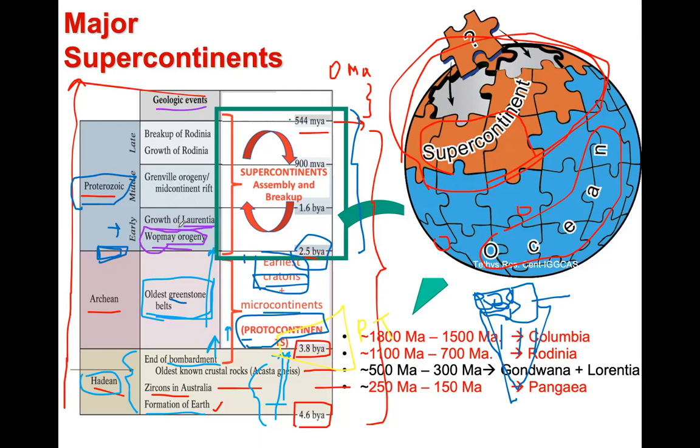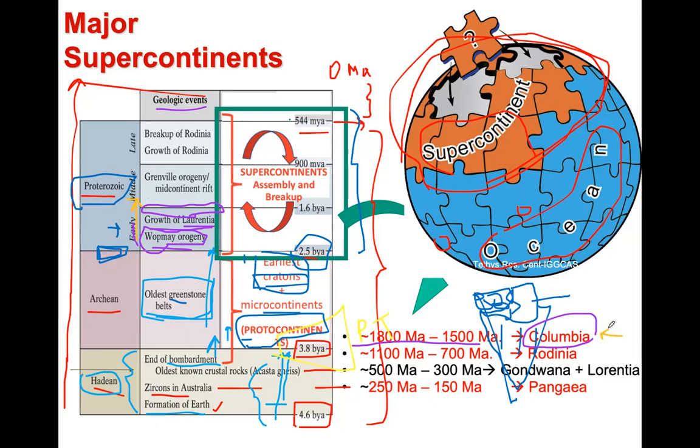Actually, this Laurentia is a part of a very big supercontinent, which started to grow at this age, exactly somewhere here, right? It contributed to form the first supercontinent, the biggest supercontinent, which is called Columbia, right? So completion of this Columbia supercontinent happened within the time frame of 1,800 million years, and it existed up to 1,500 million years, right? And then this supercontinent was hit by a mantle plume, right?